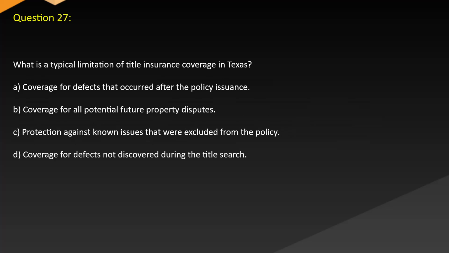Question 27. What is a typical limitation of title insurance coverage in Texas? A. Coverage for defects that occurred after the policy issuance. B. Coverage for all potential future property disputes. C. Protection against known issues that were excluded from the policy. D. Coverage for defects not discovered during the title search.